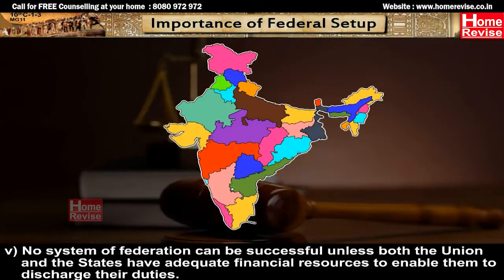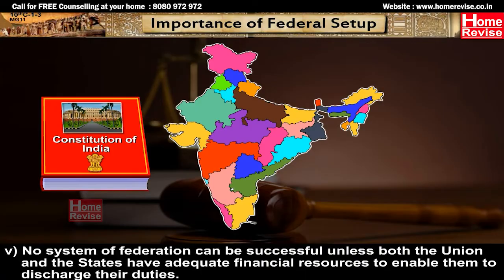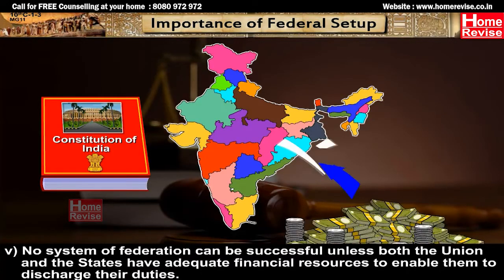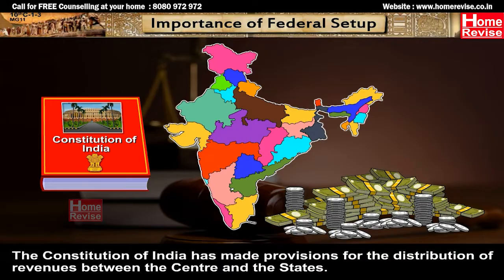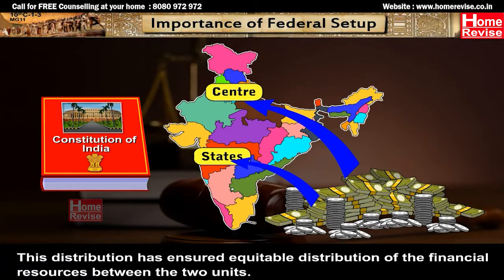Fifth, no system of federation can be successful unless both the union and the states have adequate financial resources to enable them to discharge their duties. The Constitution of India has made provisions for the distribution of revenues between the centre and the states. This distribution has ensured equitable distribution of the financial resources between the two units.